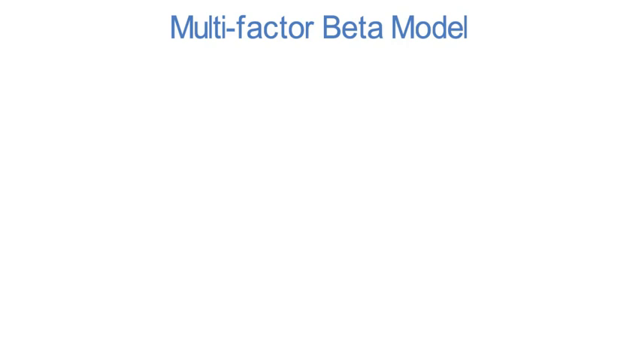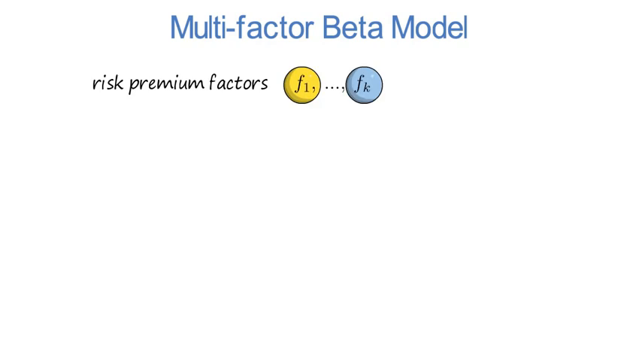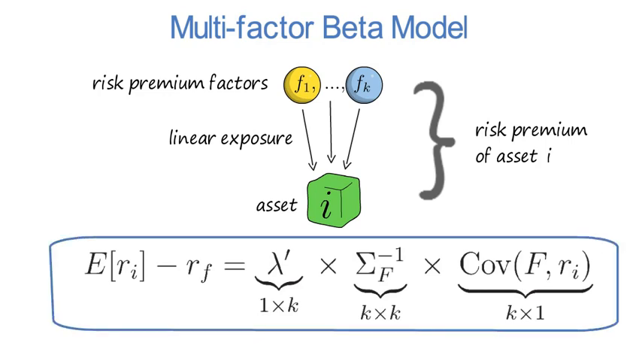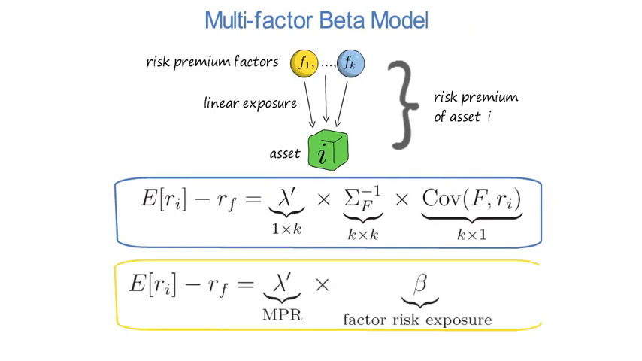So a multi-factor beta pricing model with risk premium factors F1, F2 up to Fk assumes that the expected risk premium of asset i is caused by asset i's linear exposure to these risk premium factors. Mathematically, we can write the expected excess return of asset i as follows, which we can write more compactly in our lambda beta notation. So let's talk about these two last equations in a bit more detail.